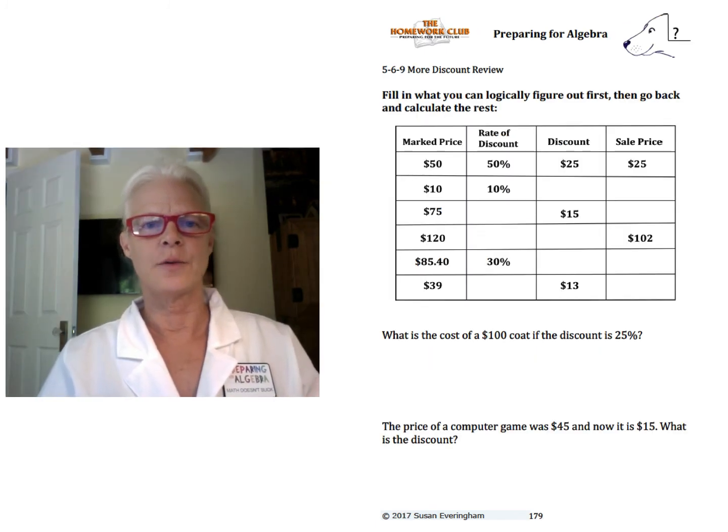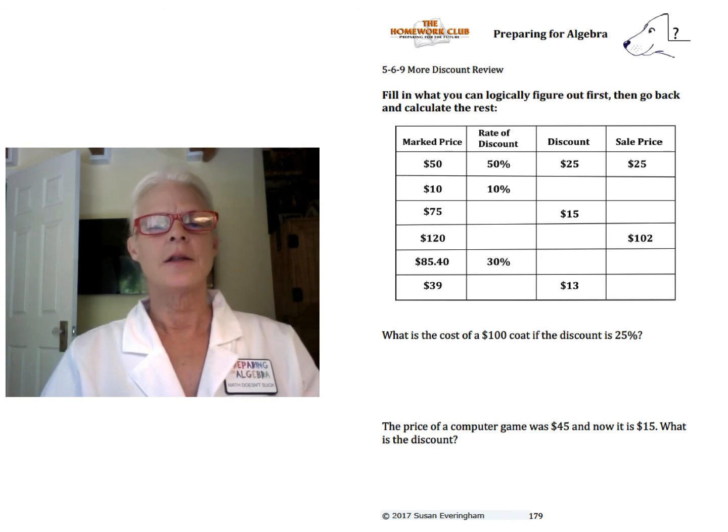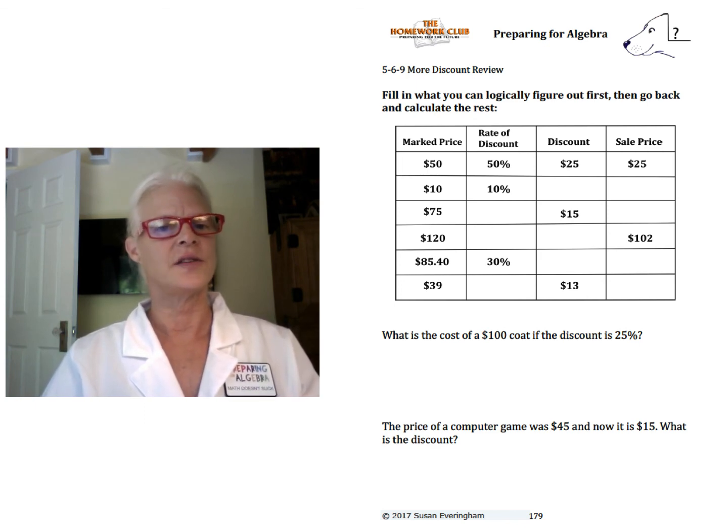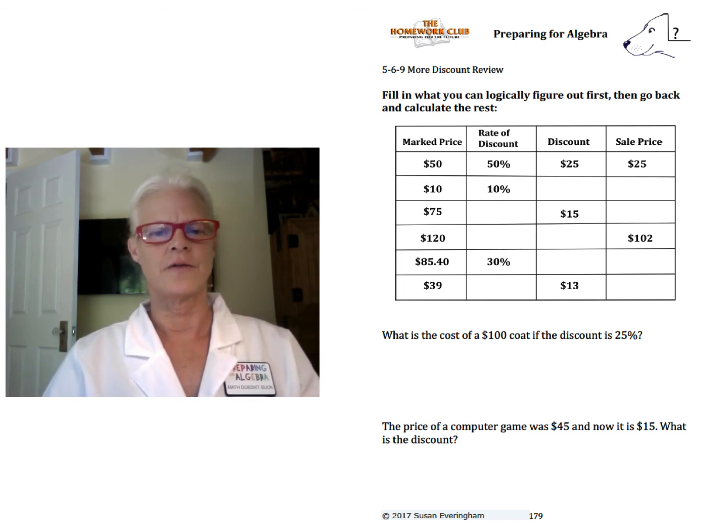Page 179 of the review, the discount review, you have a table here that I want you to fill in. The first one is filled in as an example. The marked price, or the original price, is $50. The discount rate is 50%. You can figure this very easily out without any math. 50% of 50 is 25, and then the sale price is also 25. And all we did was multiply 50 times the 50%, and in the next one, 10% of 10. Again, you don't need a calculator or anything, just think it through.